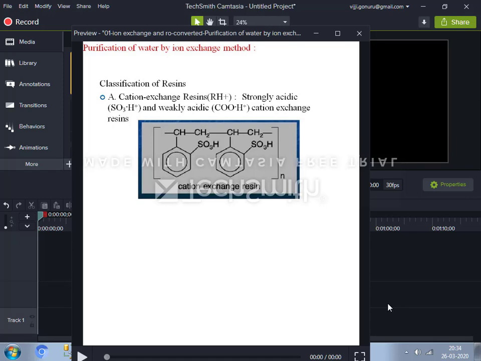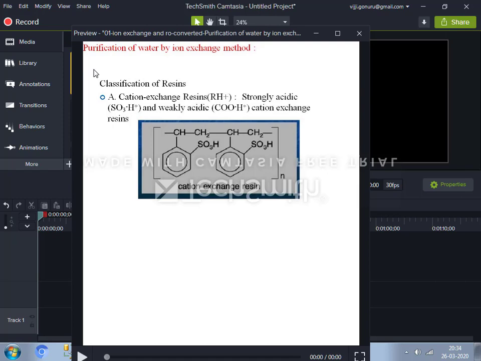Today I am going to explain purification of water by using the ion exchange method and desalination of brackish water by using the reverse osmosis process. The first topic is purification of water by using the ion exchange method. In the purification process, we are using resins.